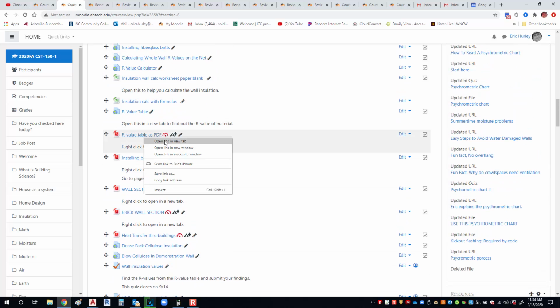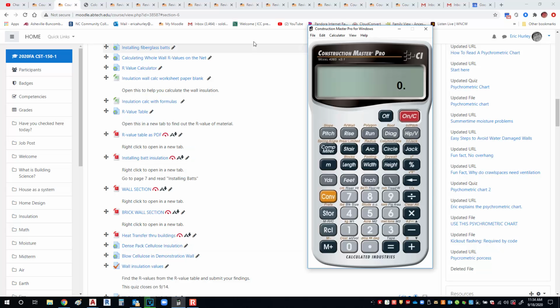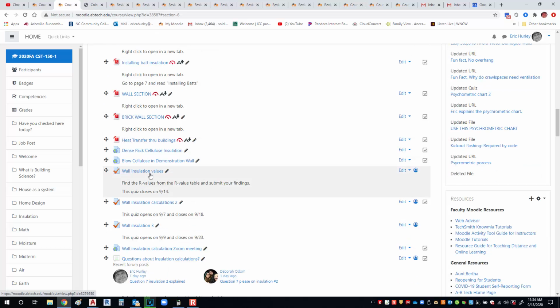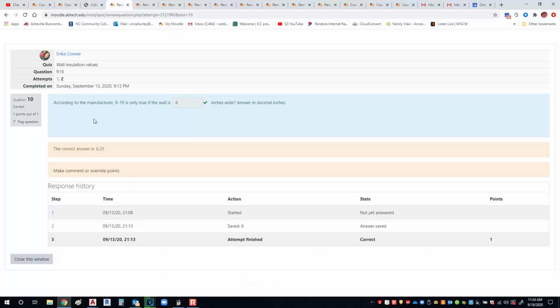I'm going to open up the R value table, and I need to open up my calculator. Alright, everybody's done really well on this. I think some of you just missed a couple of things, maybe overlooked or overthought it. That's why I want to go over stuff with you. According to the manufacturer, R19 is only true if the wall is blank inches wide.